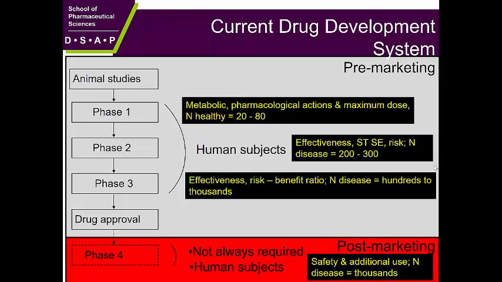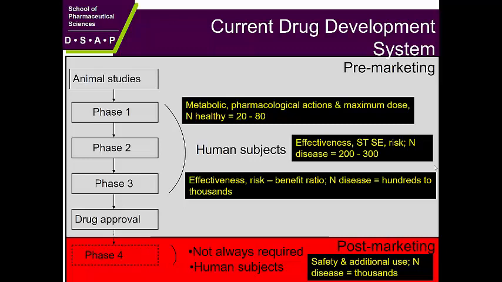So once they pass this phase, then they'll be allowed to proceed to phase 3 of clinical trials, also looking at the effectiveness and the risk-benefit ratio. This time we will also have human subjects with the disease, which can be from hundreds to thousands. So once the drug has passed phase 3, they can submit for approval by the health authority to be marketed to the general public.